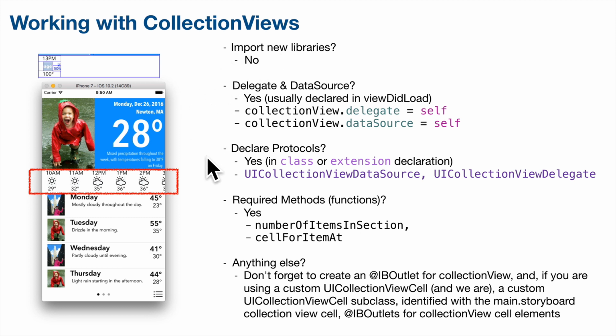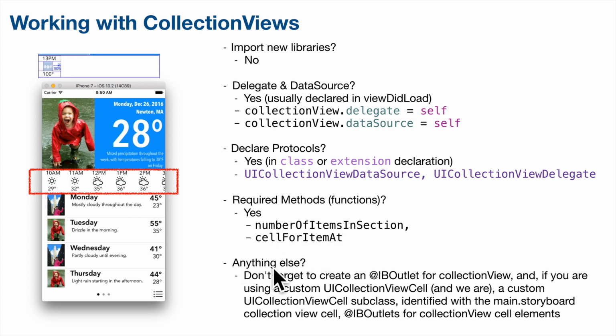We declare these in viewDidLoad in our location detail view controller, right up where we do the same thing for a table view. Do we need protocols? Yep, there's a delegate and a data source protocol just like a table view. Are there required methods? Yep. Instead of the table view numberOfRowsInSection, we have a collection view numberOfItemsInSection, and we also have cellForItemAt instead of cellForRowAt.